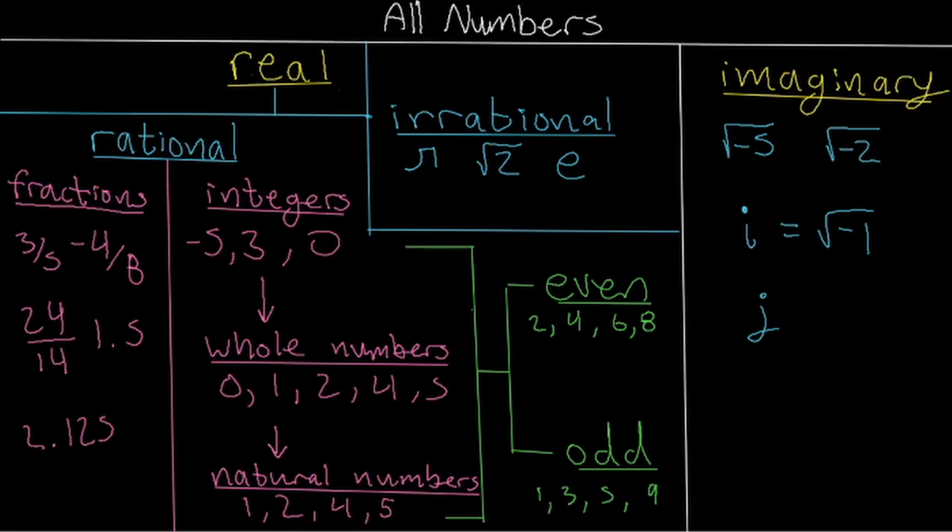And that's it. This is our number map. It starts with all numbers, then we go into real and imaginary. Then from real, we can go into rational and irrational. From rational, it can be split into fractions and integers. Integers can be split into whole numbers and natural numbers. And all integers, whole numbers, and natural numbers can be further classified into even and odd.